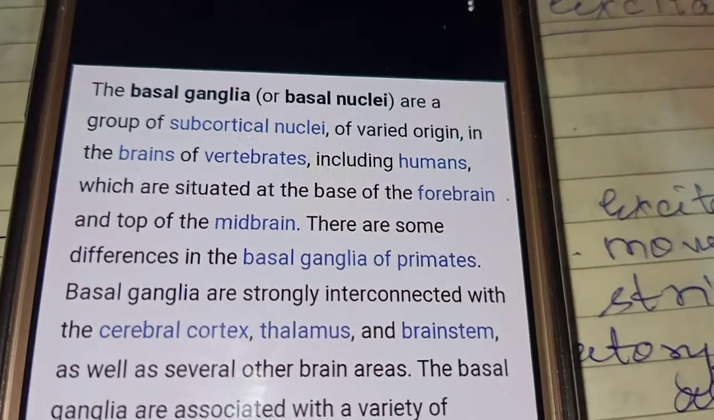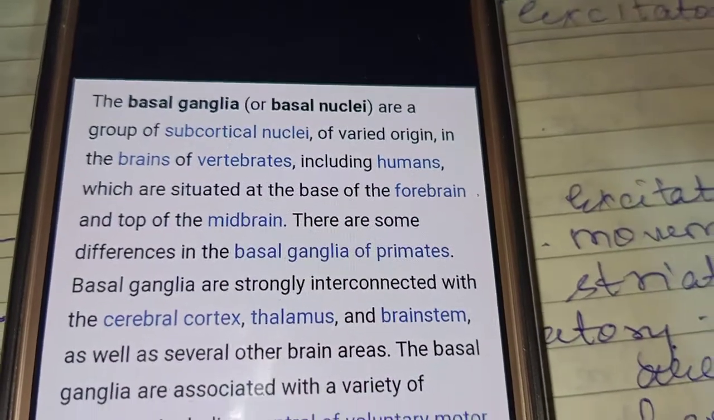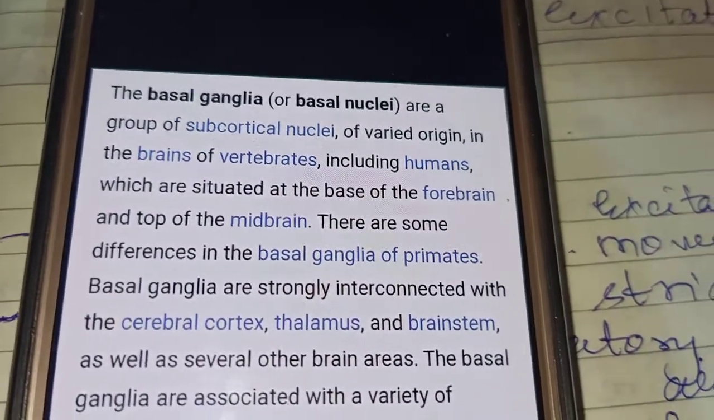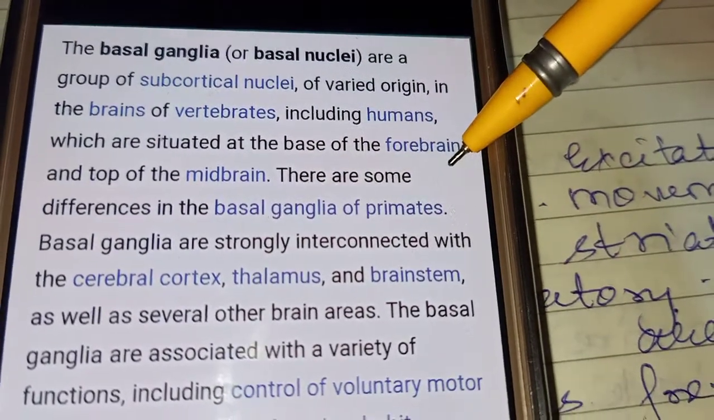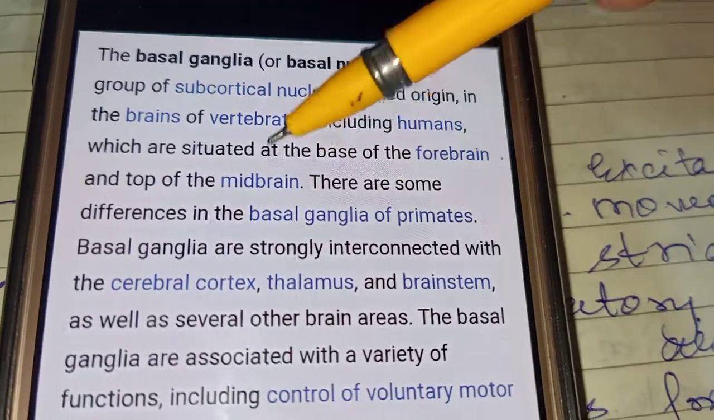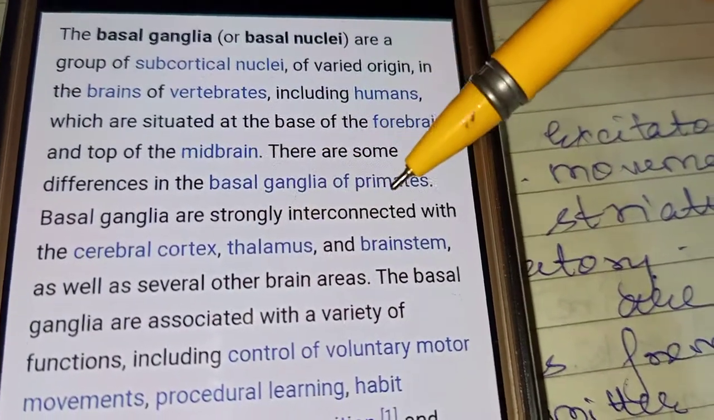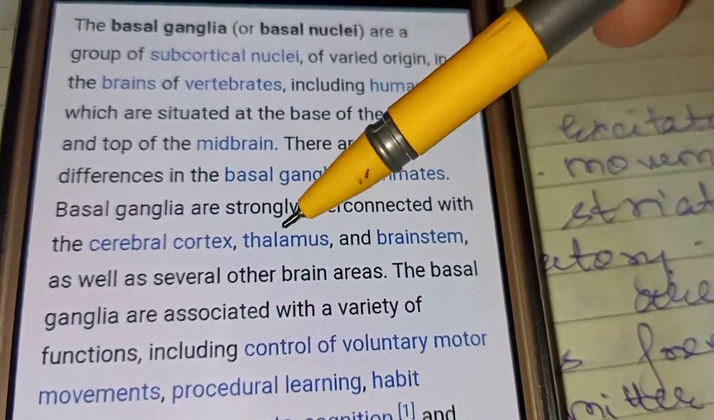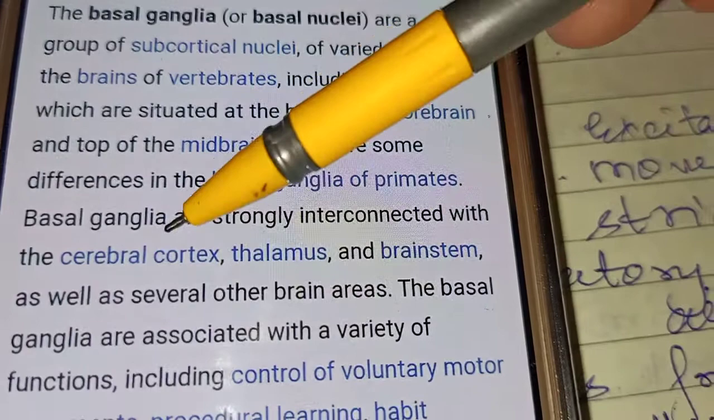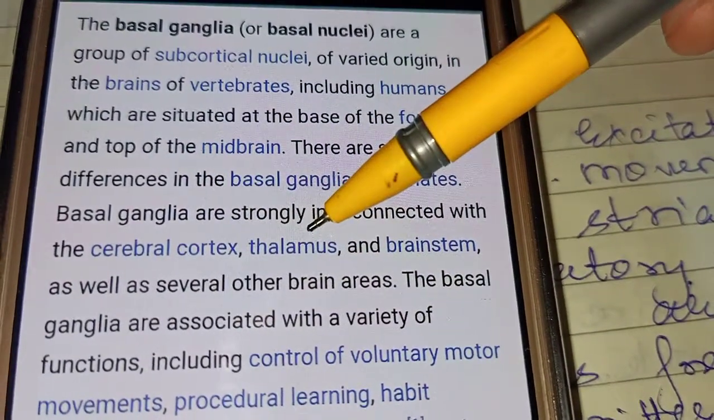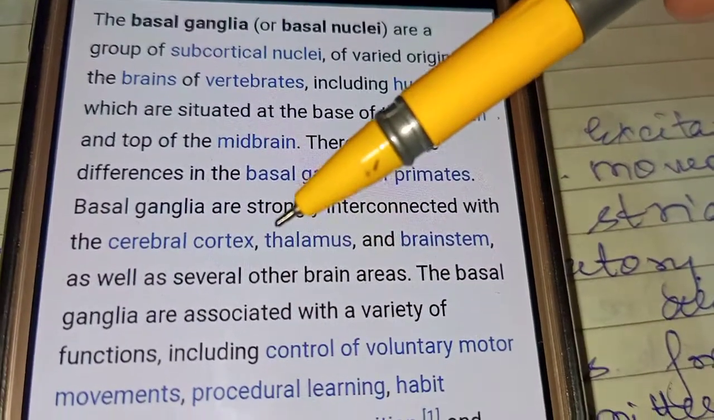So basal ganglia are the subcortical nuclei, a group of clusters of neurons. They are located at the base of the forebrain and top of the midbrain. There are some differences in the basal ganglia of primates. Basal ganglia are strongly interconnected with the cerebral cortex, thalamus and the brainstem, as well as other areas of the brain. You understood?